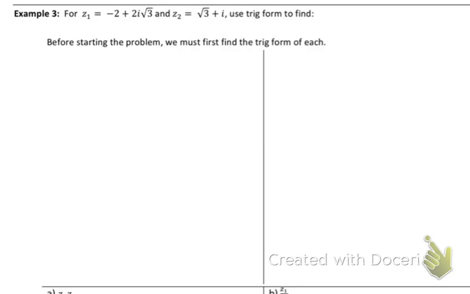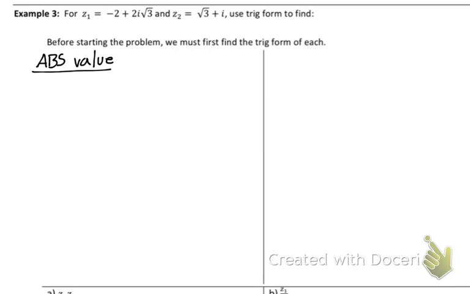All right, trig form is with the cosine and sine. In order to find our trig form, we need to have an r value and we need to have a theta value. So those are the two things we need to find for each of those. The easier of the two is going to be our absolute value or our r value. I'm going to go ahead and call it ABS, stands for absolute. So we're going to find our absolute value first.